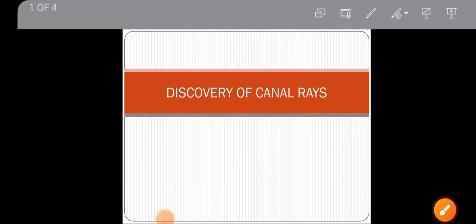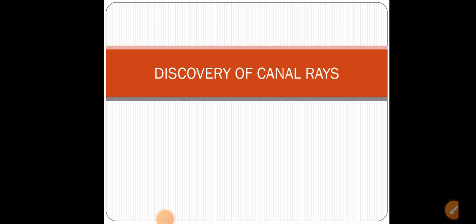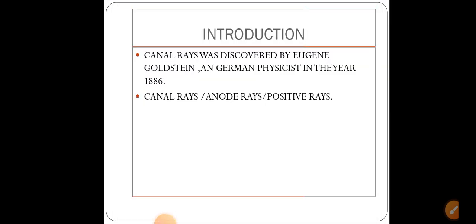Today let us learn the discovery of canal rays. It was discovered by Eugen Goldstein, a German physicist, in the year 1886. Canal rays are also called anode rays or positive rays. The name anode is because these rays were generated from the anode, that is the positively charged electrode. That's the reason why it was named anode rays or positive rays.